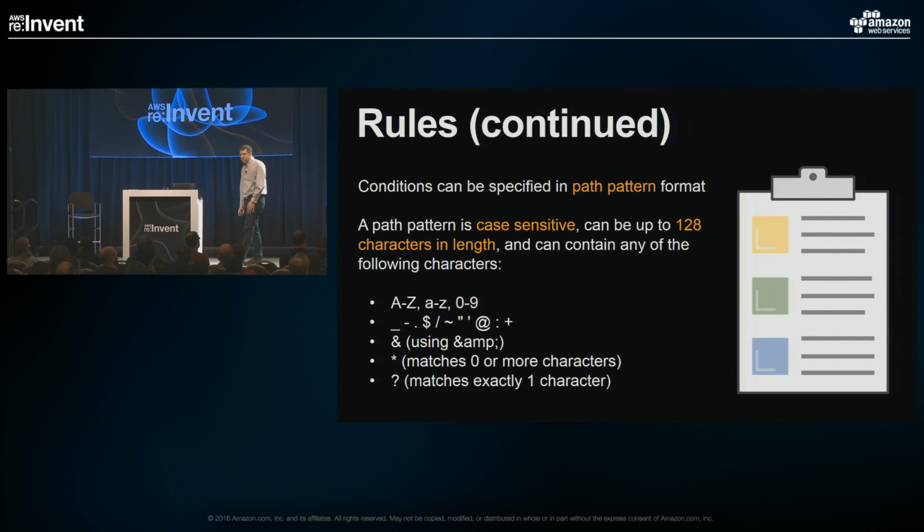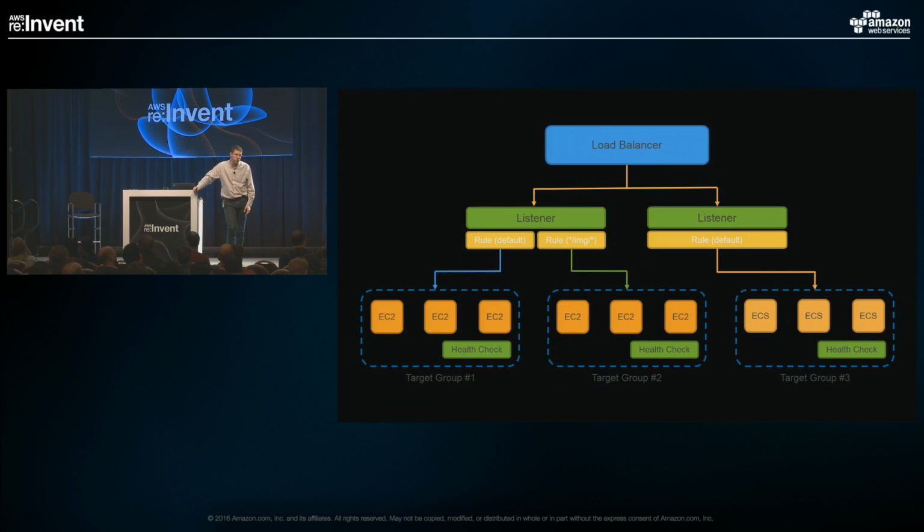And today you can do path-based rules, so you have to give us a path pattern. Paths are obviously case sensitive, can be up to 128 characters in length, and those are the various characters that can be included in your normal URL style path. So that was a whirlwind tour of what the architecture looks like, but you can kind of see how it all hangs together. It's all available in the console, very cleanly laid out. APIs are nice and clean and new as well, so it should be pretty straightforward.